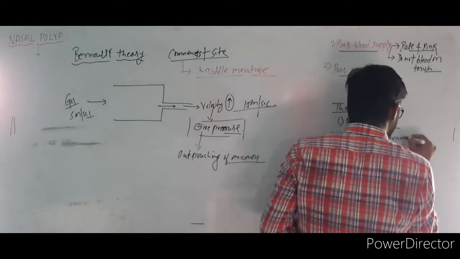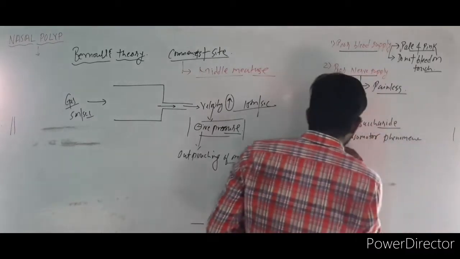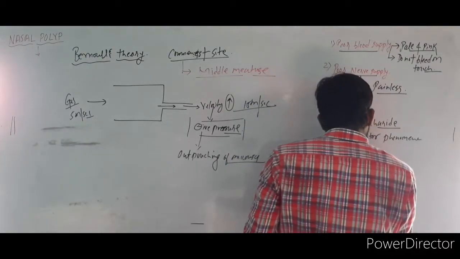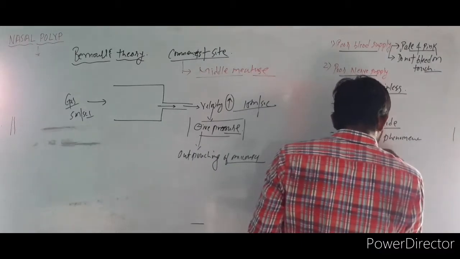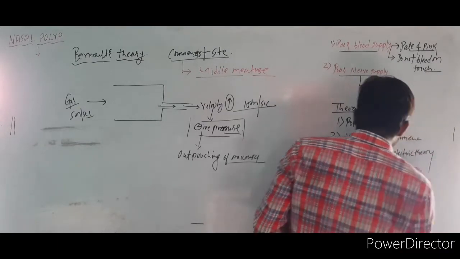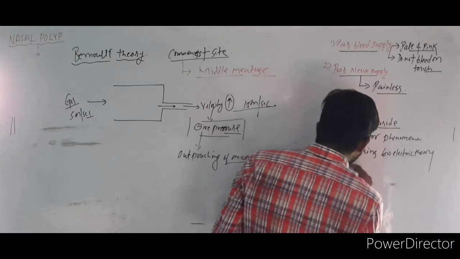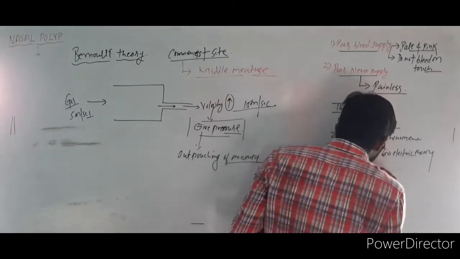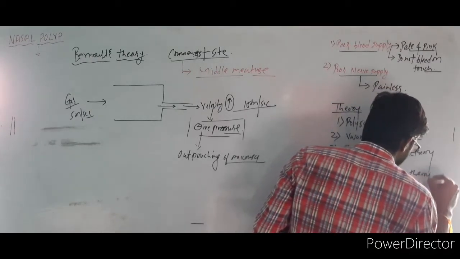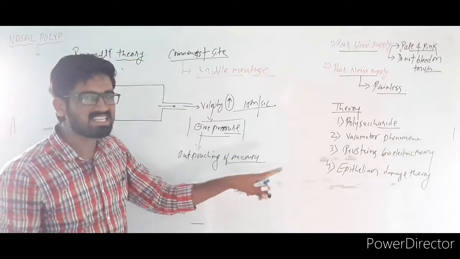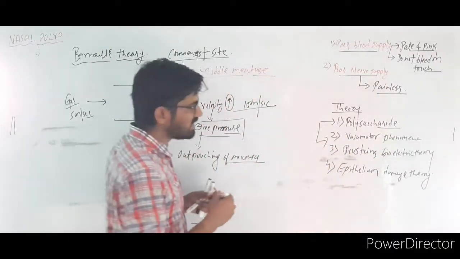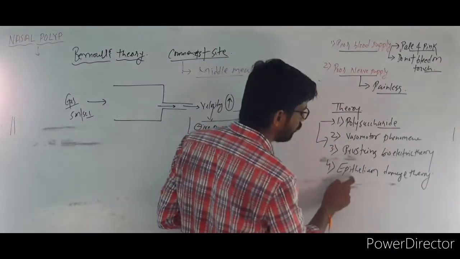The third is Bastian's bioelectric theory. The fourth theory is the epithelial damage theory. You should remember this fourth theory if the examiner asks you to tell the theories. The first two are not acceptable theories, so now we will see the third and the fourth.